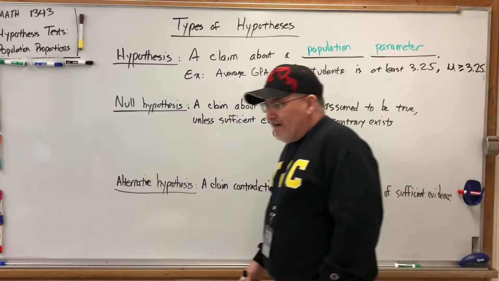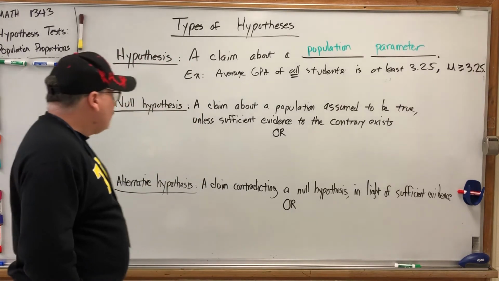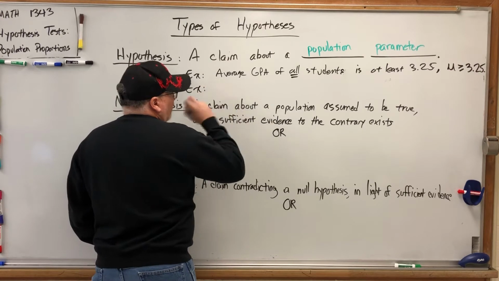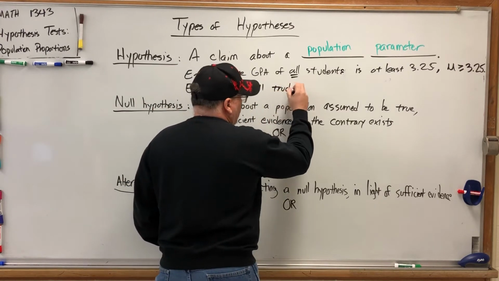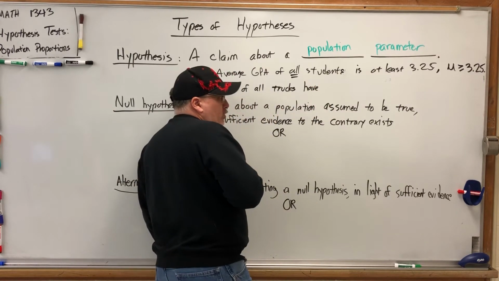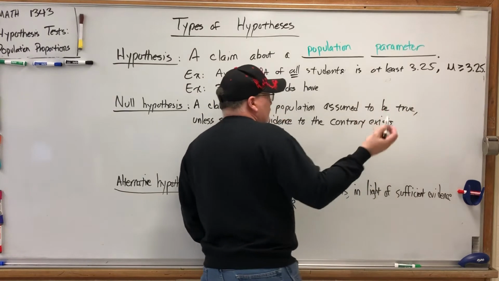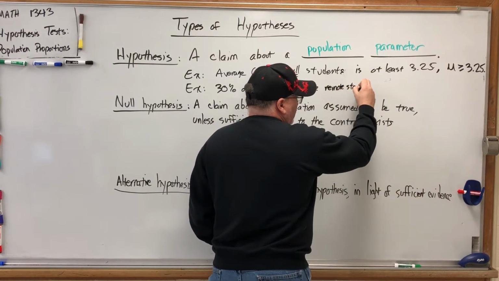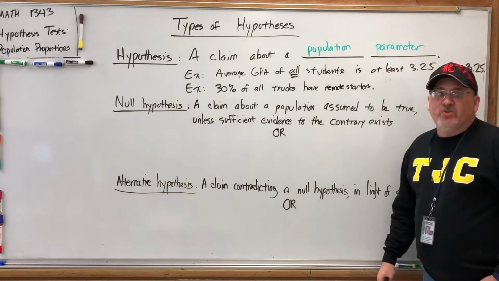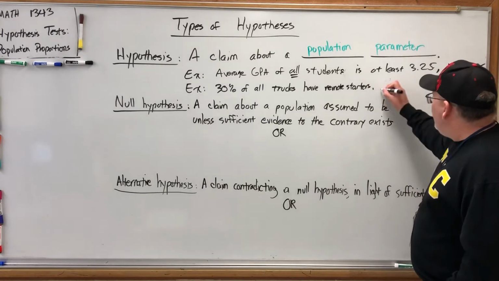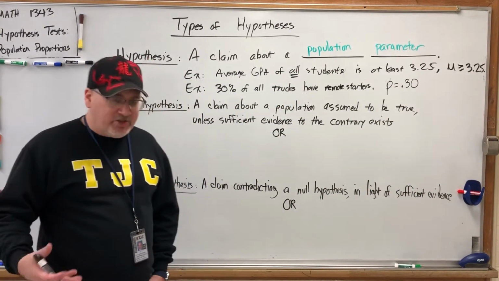Because if you're at least 3.25, you are 3.25 or more. It's like saying you're at least 21 years old. Well, then your age is greater than or equal to 21. Or we could say something like this. We'll say 30% of all trucks have remote start. I'm just making something up. Remote starters, you know, where you can start your truck from outside by pressing the button on your little key thing. Well, this is a percent of a population, the percent of all trucks, so that's population proportion, whose variable is P. And so the claim here is that P is equal to 30% or P is equal to 0.30. All right, so that's all a hypothesis is, a claim about a population.